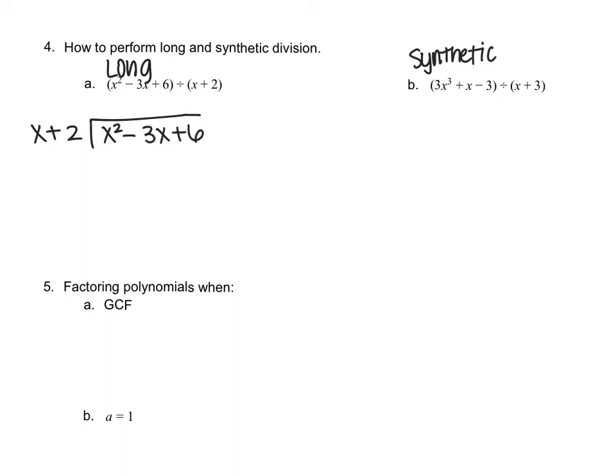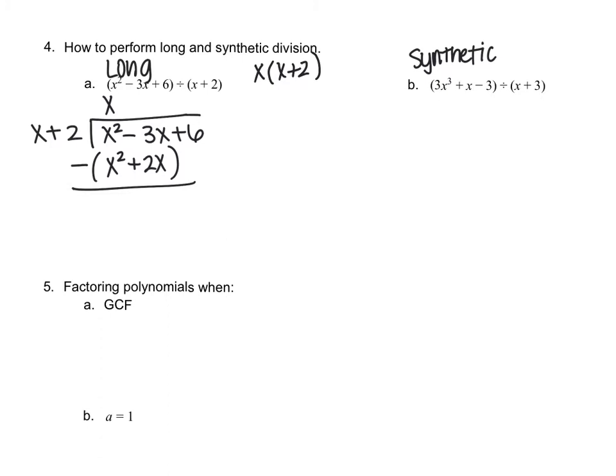So we have x squared minus 3x plus 6 divided by x plus 2. So we want to figure out, what do I have to do to x to make it an x squared? So x squared divided by x gives us x. So that's going to go up top. Then I want to do x times x plus 2, which becomes x squared plus 2x.